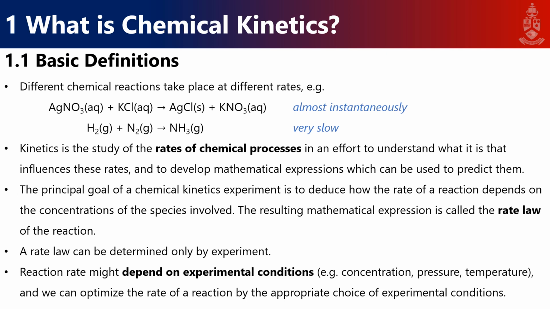You also know that reaction rates might depend on different experimental conditions, for example, the concentration of your reactants or products, the pressure if you have gases forming or being consumed, and also the temperature of your reaction mixture. And we can optimize the rate of a reaction by choosing appropriate experimental conditions.